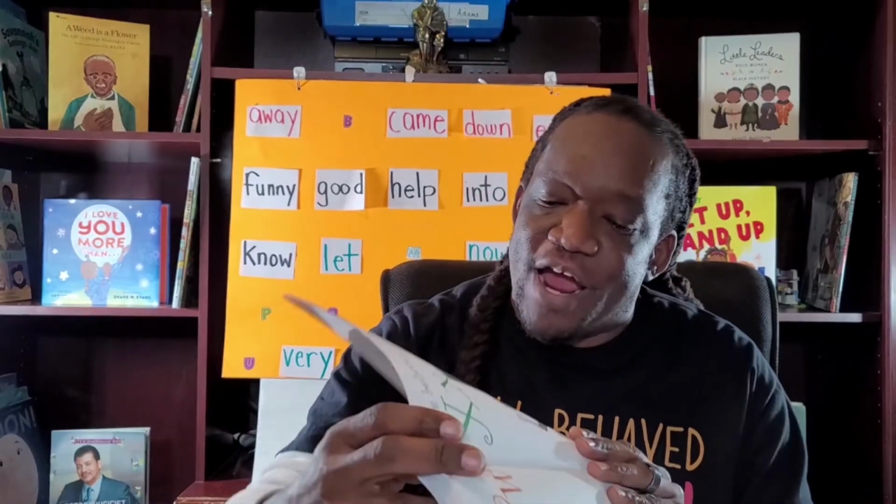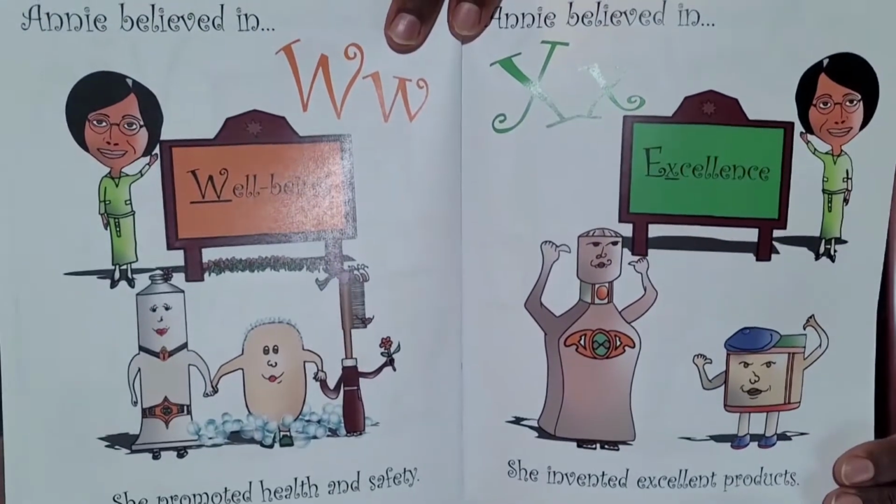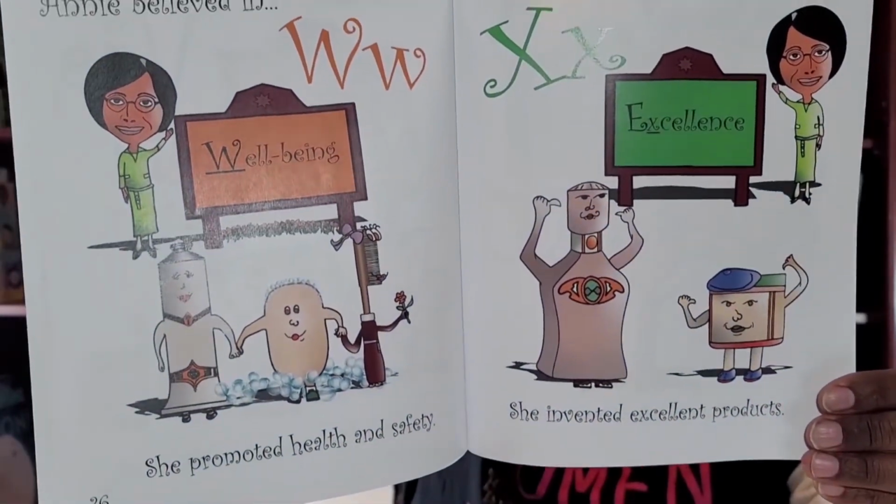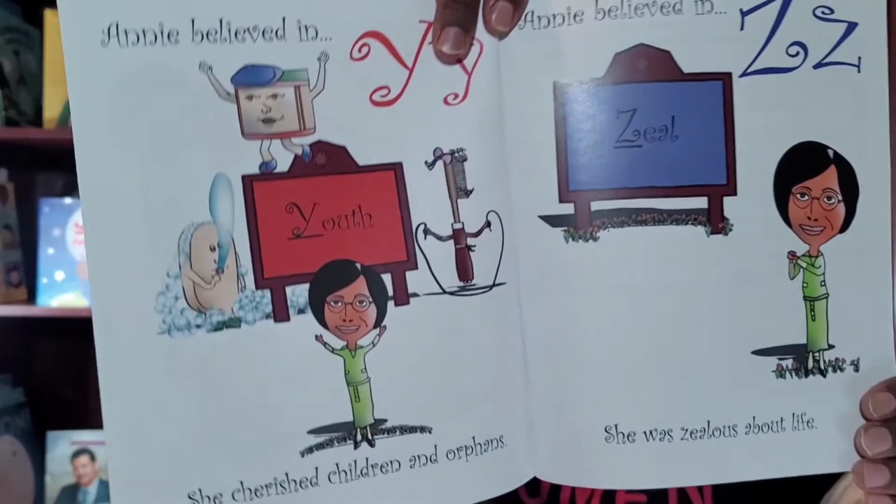Annie believed in well-being. She promoted health and safety. Annie believed in excellence. She invented excellent products. Annie believed in youth. She cherished children and orphans. Annie believed in zeal. She was zealous about life.